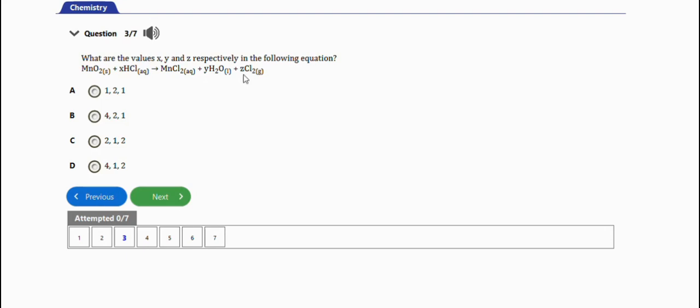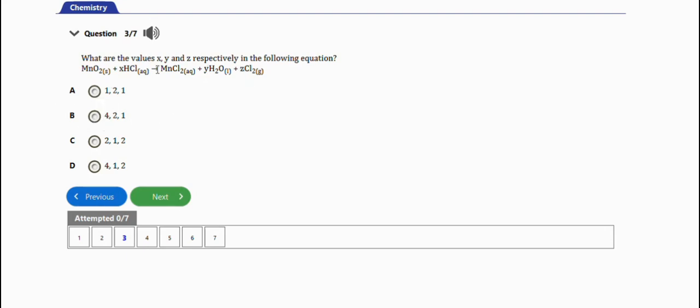So that means this value of Z, nothing is added to it, it will be 1. So that means in this equation we balanced, our value of X here is 4, our value of Y here is 2, and our value of Z here is 1. So the right option to this question is option B.